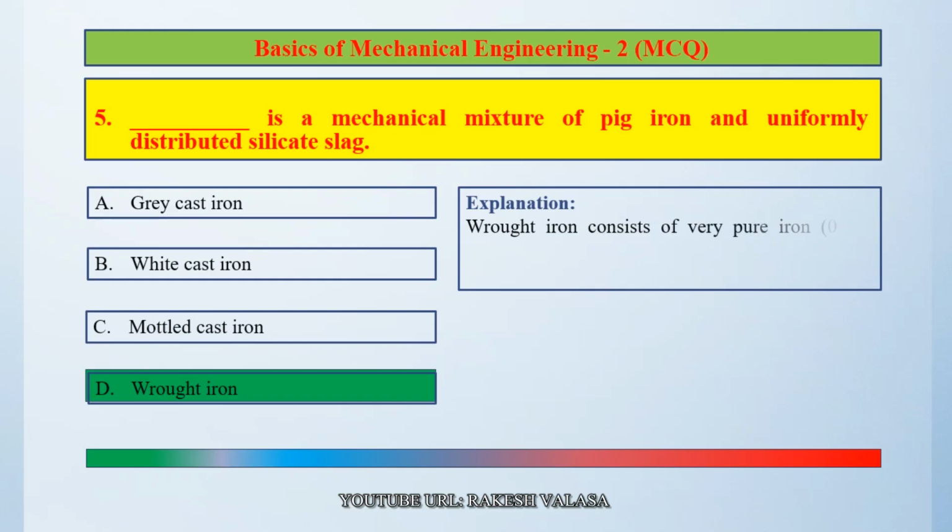Wrought iron consists of very pure iron, that is 0.0 to 0.05 percentage of carbon, and siliceous slag, that means mainly a silicate of iron, that is Fe2SiO4. So the correct answer is option D, wrought iron.